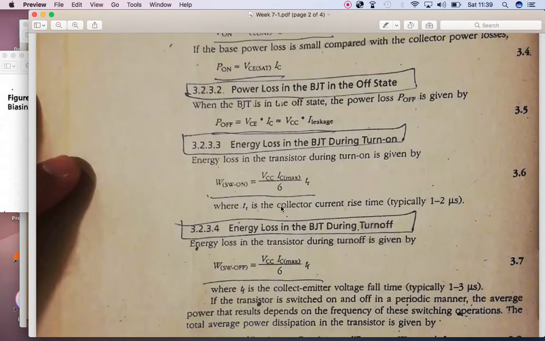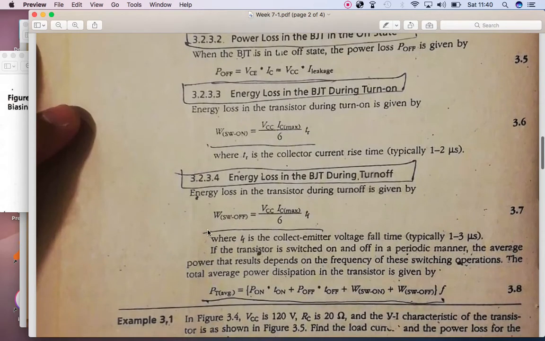So we have the formula for the energy loss in the on state over here, where we have the output biasing voltage multiplied by the maximum value of the collector current divided by 6, multiplied by the switching on time. And then we have the off state energy loss formula, which is the same, and over here we have the off to on state time, and here we have the on to off state time.